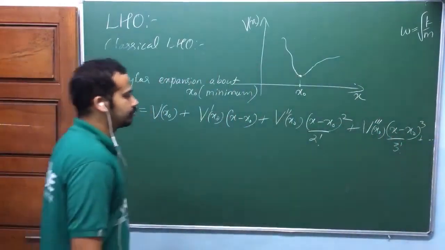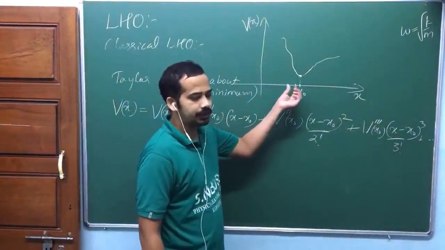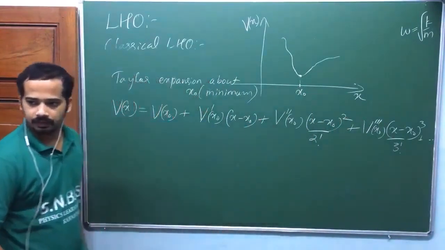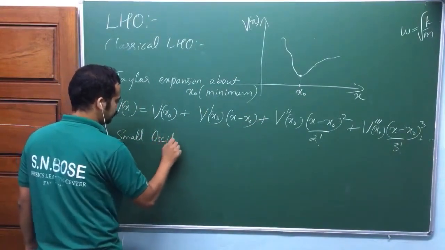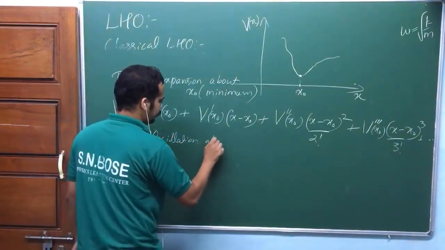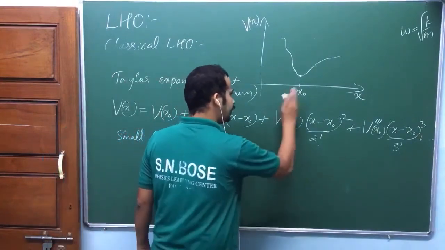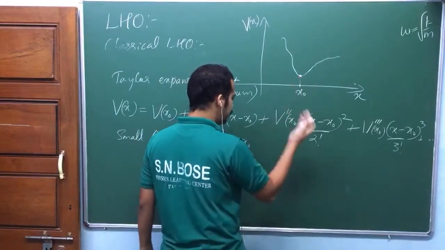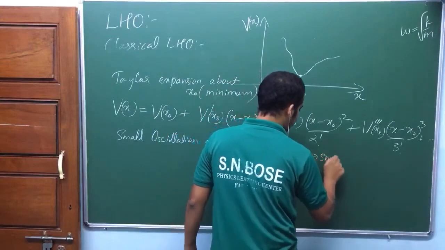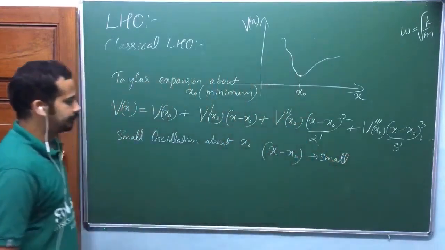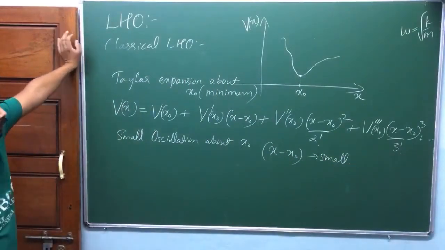Now what I do here is, look at here, I am going to restrict myself to small oscillation about this stable equilibrium. Okay, I am going to take small oscillation about x naught. That means the deviation from this stable equilibrium is small, that means x minus x naught is very small. Let me take this situation. Is that okay?